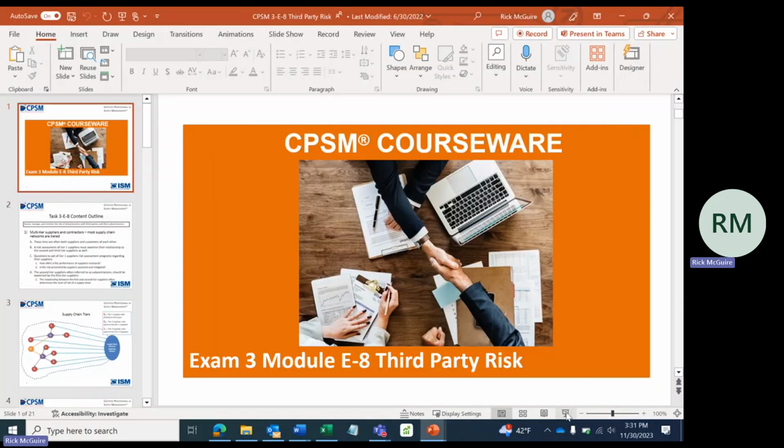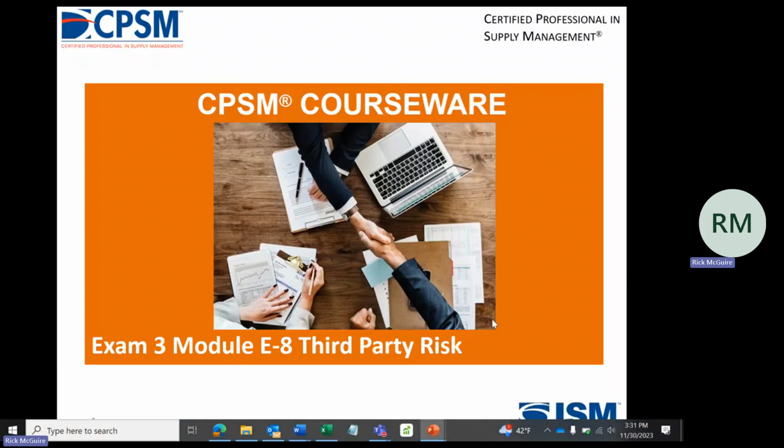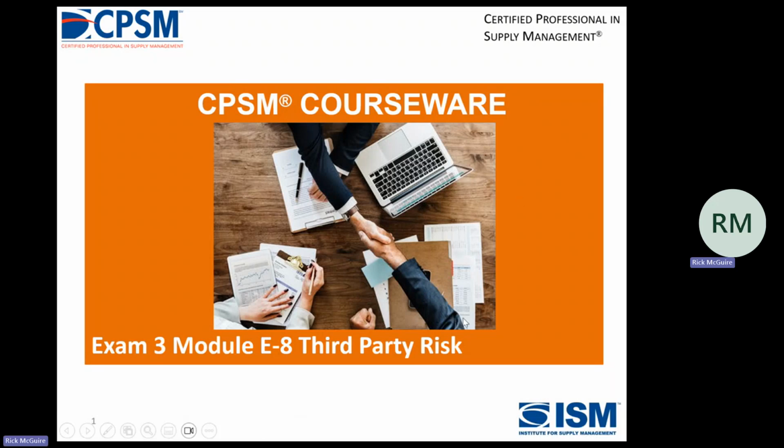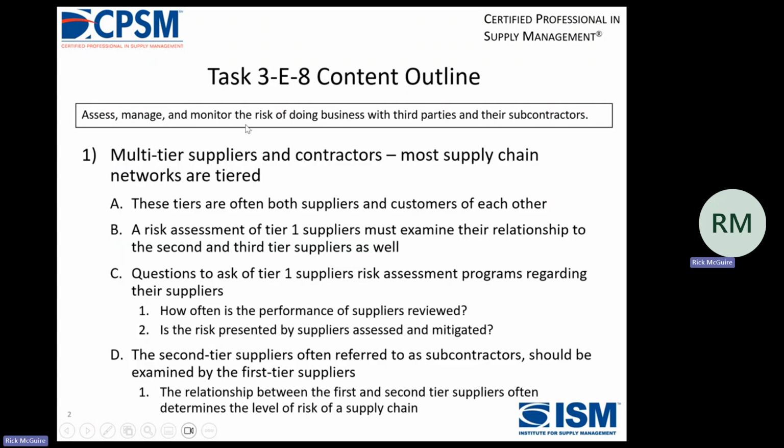We are going to look at third-party risk today. Now, why we're doing this at this point, I'm not really sure, because we already covered a lot of this stuff in E1 and E2 when we studied risk. But anyway, third-party risk. Assign, manage, and monitor the risk of doing business with third parties and their subcontractors.